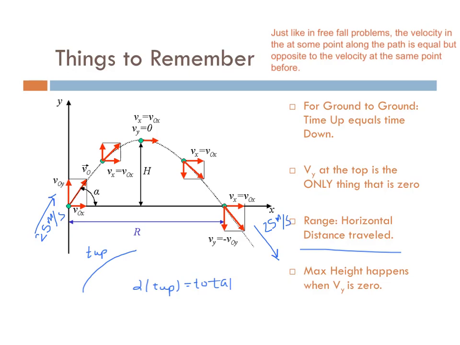So something that might be a little bit easier to look at is our velocity in the y direction. Let's say I have a velocity of 10 meters per second here. Then my velocity at the exact same position on the other side of my path is going to be 10 meters per second as well. But again, because we're opposite in direction, this will be a negative 10 meters per second.